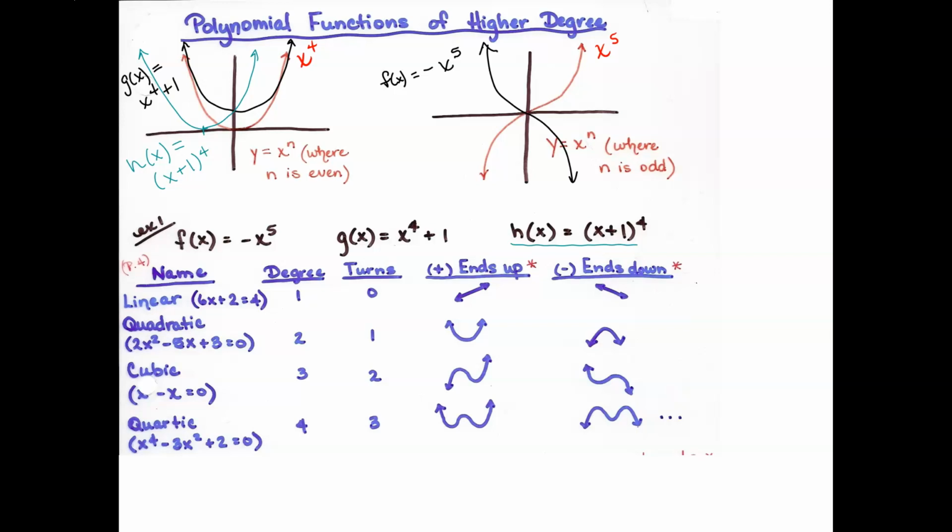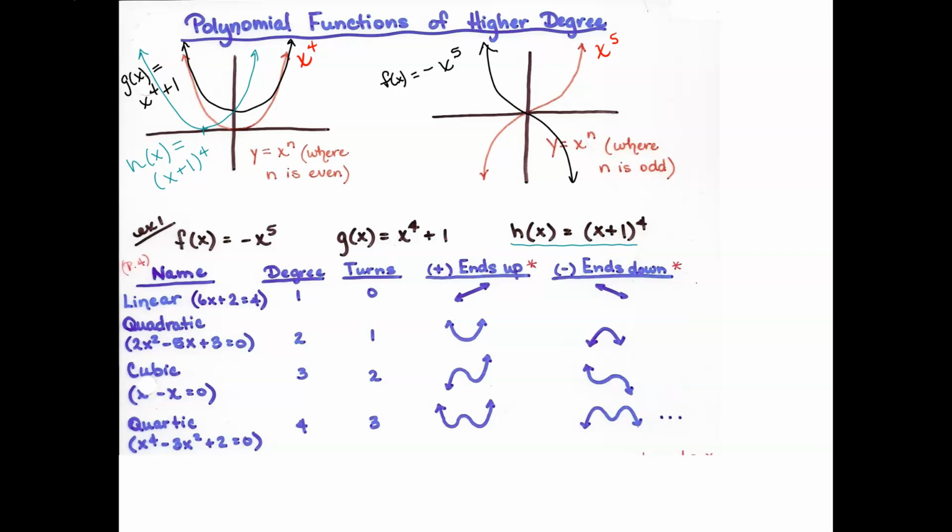And we know what x to the 3rd looks like, because that was another one of our toolkit functions. It turns twice. And x to the 4th is going to look like this. It's going to turn 3 times. So what do you notice about the relationship between the degree and the number of turns? It's one less, right? So it's going to turn one less time than its degree.